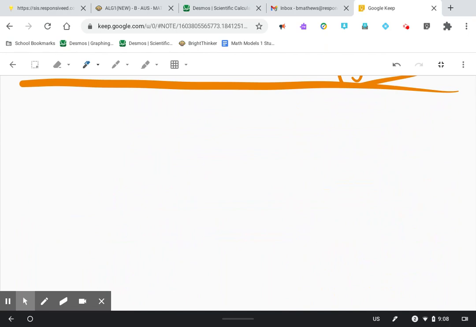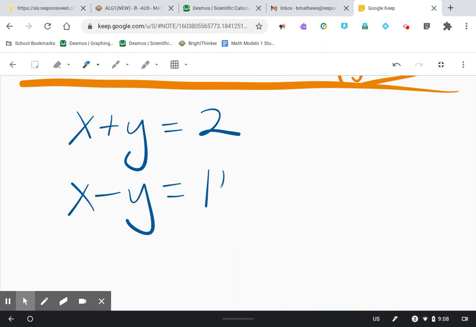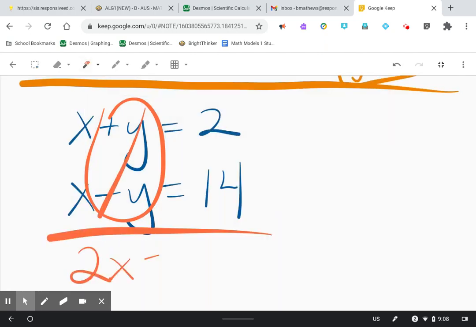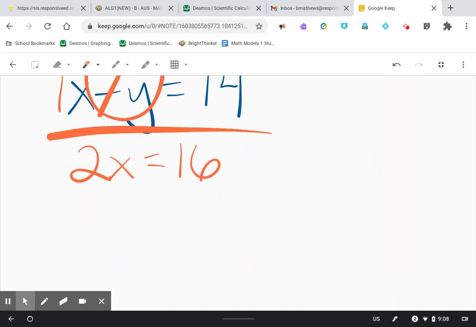Let's say I have x plus y equals 2 and x minus y equals 14. Very similar situation to what we had previously. You should see right away that we have a plus y minus y situation right there. And so those are going to cancel each other out when I go to add them. So it's going to be 2x equals 16. x plus x is 1x plus 1x is 2x. 2 plus 14 is 16. Then I just go about solving it from there. x equals 8.